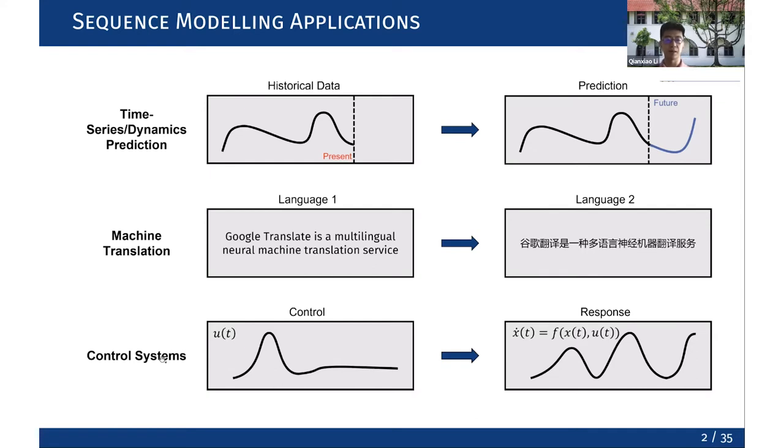Another example that's probably more popular in engineering applications is a control system. Imagine that we have a dynamical system in the form of an ODE that depends on an external forcing or control, u(t). If I give it a sequence of controls like this, then it will effect a certain change in the dynamics, in the form of this output response. So this is again a mapping between two sequences.